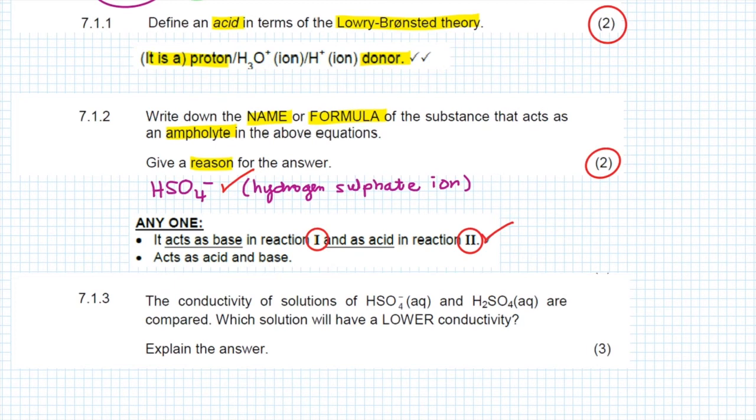Question 7.1.3 says, the conductivity of solutions of hydrogen sulfate ions and sulfuric acid are compared. Which solution will have a lower conductivity? Explain the answer. So when we have ions dissolved in solutions, or ions that have been dissolved in water, we know that these solutions will be more conductive if there is a high concentration of ions in the solution. If there's a low concentration of ions in the solution, then the solution will be less conductive.